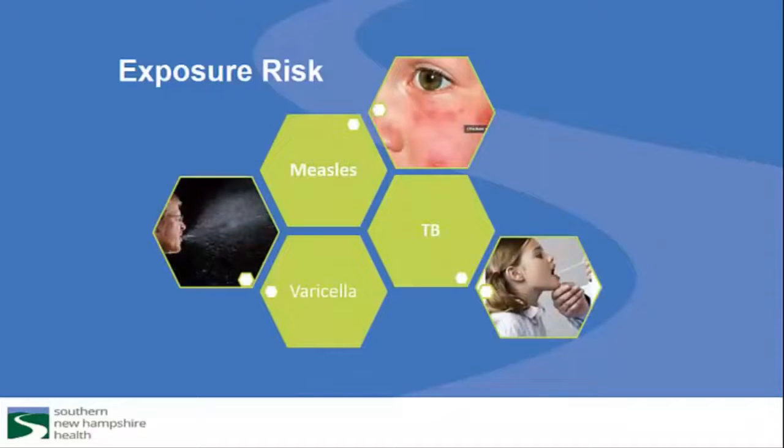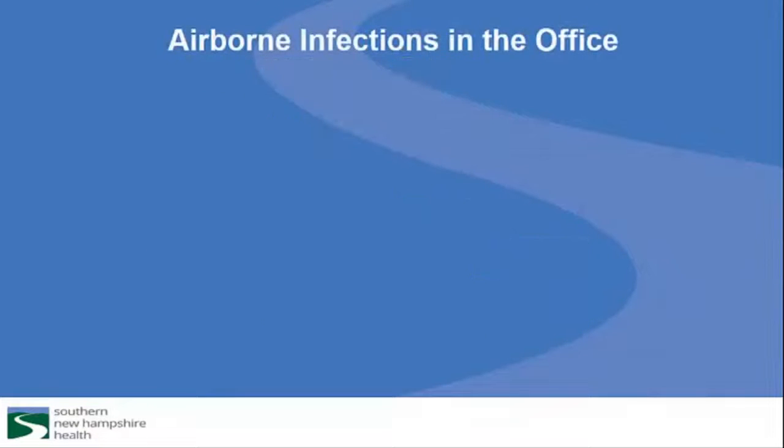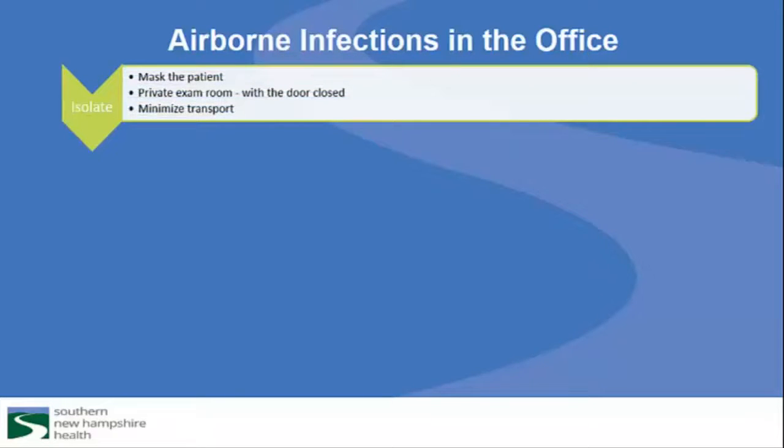So, what if a person arrives to the office with symptoms of an airborne transmitted infection? Several examples are listed here. What precautions should you take? If a person arrives to the office who is known or suspected to have an airborne transmitted infection, specific steps must be followed to minimize exposure. First, instruct the patient to put on a mask. Immediately place the patient in a private exam room with the door closed. Transport or movement of this patient should be minimized.